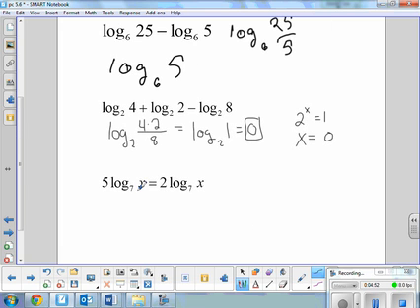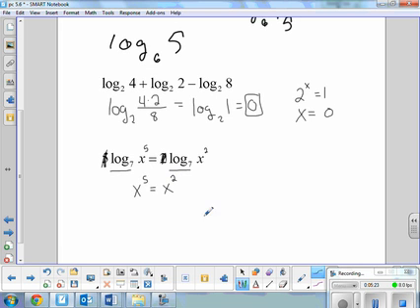All right, on our next example, the first thing I'm going to do is move my exponents. Take that 5 and make it into an exponent. Move that 2 and make it into an exponent. Well, I have a log base 7 on both sides of the equal sign with nothing else around them. So I can say x to the 5th equals x squared. I'm going to go ahead and solve that.